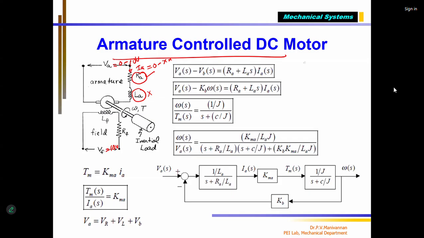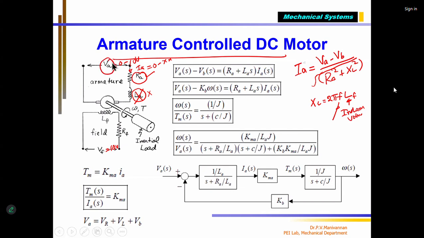If the input voltage is not varied, if you keep it at a constant voltage, the inductance doesn't have any effect, only resistance has. So we know that IA equals VA minus VB divided by the root of RA square plus XL square. Note down, this is the correct formula. XL equals 2 pi FL, where L is the inductance value, that is my LF, the inductance value of the field coil. F is the frequency of the input armature voltage.